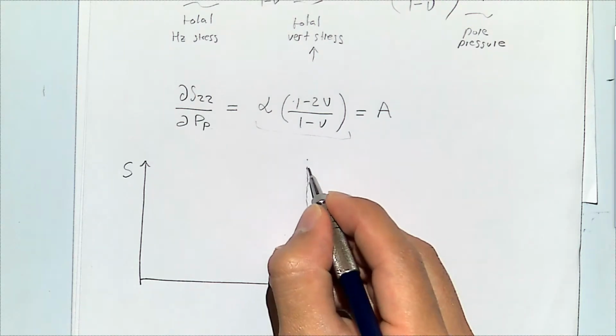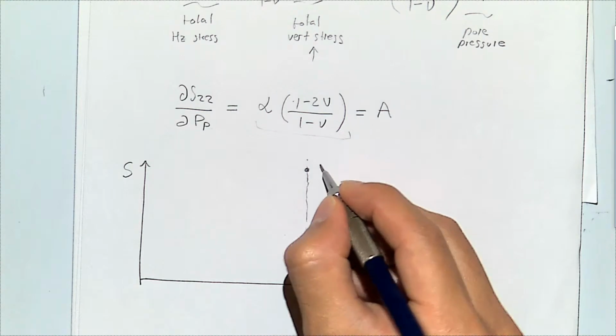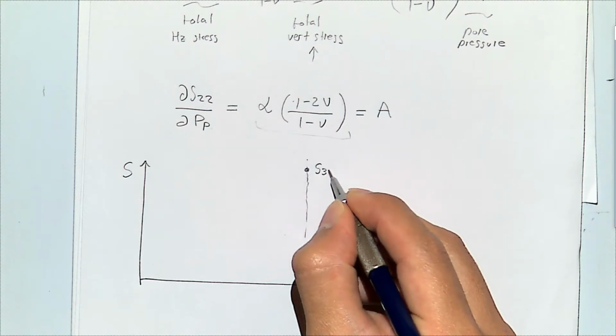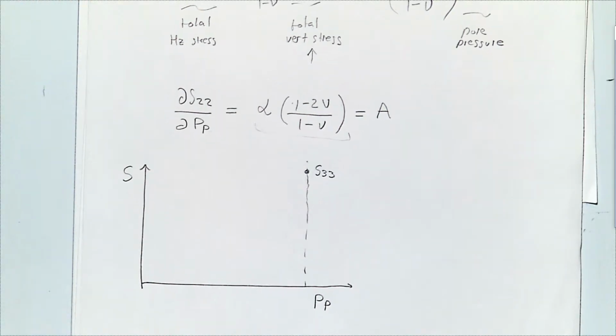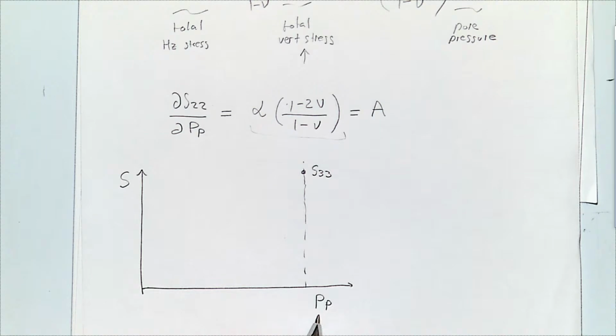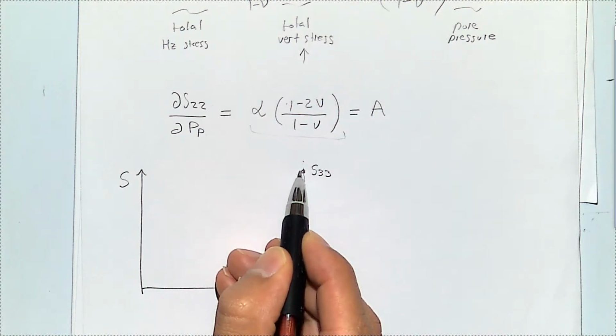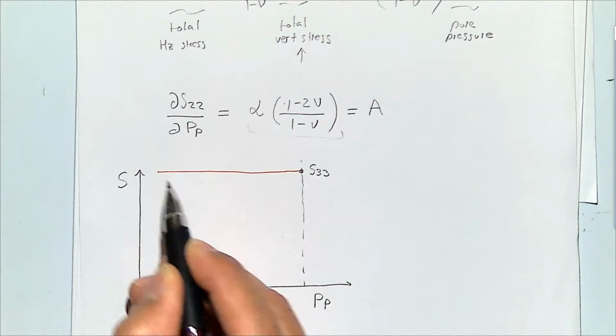And let's say that the initial vertical stress is this. We just said that the total vertical stress is not going to change with pore pressure. So this is just going to be a horizontal line.